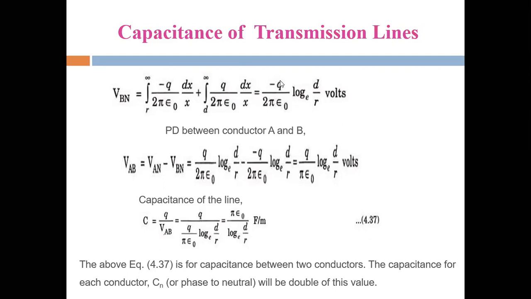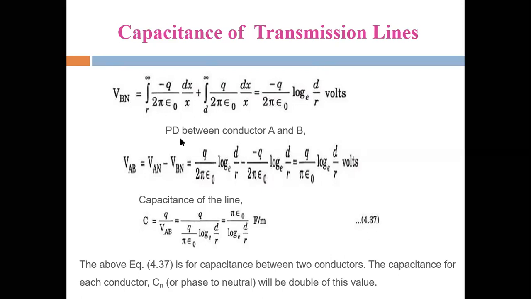That is equal to minus Q by 2 pi epsilon naught log e d by r. Integrating this term and substituting the limits, we obtain VBN is equal to minus Q by 2 pi epsilon naught log e d by r. This is the potential difference of the conductor B to the neutral point.